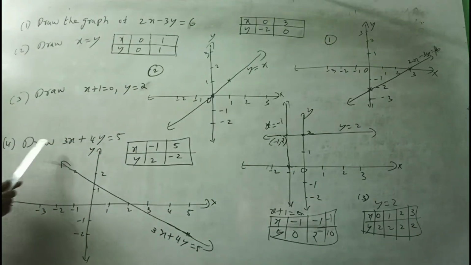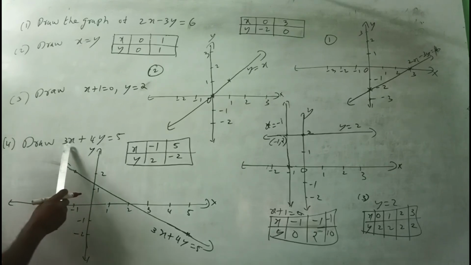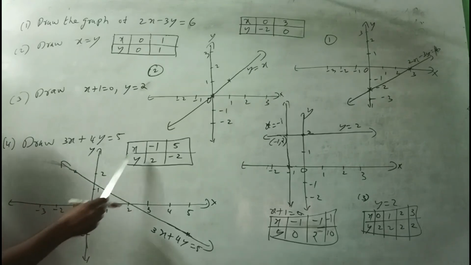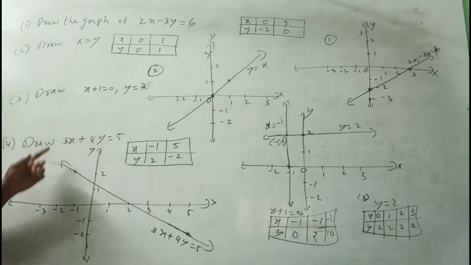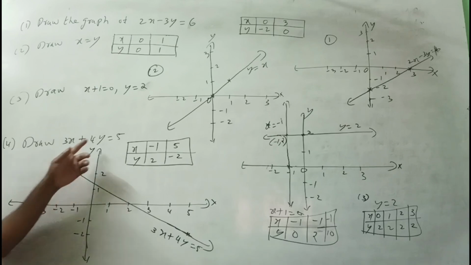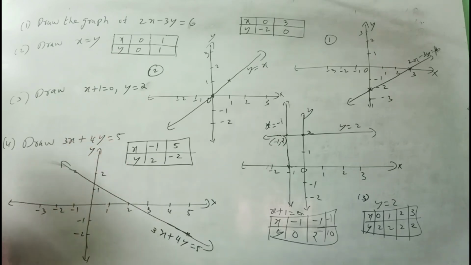The fourth graph is draw the graph of 3x plus 4y is equal to 5. Here problem is if I am putting x is equal to 0, I will not get a well defined point. Means that the point cannot be marked properly. Because x is 0, 5 by 4 you cannot mark exactly. Similarly y is 0, 5 by 3 cannot be marked properly. So that is why I took some point in different trial and error method I tried.